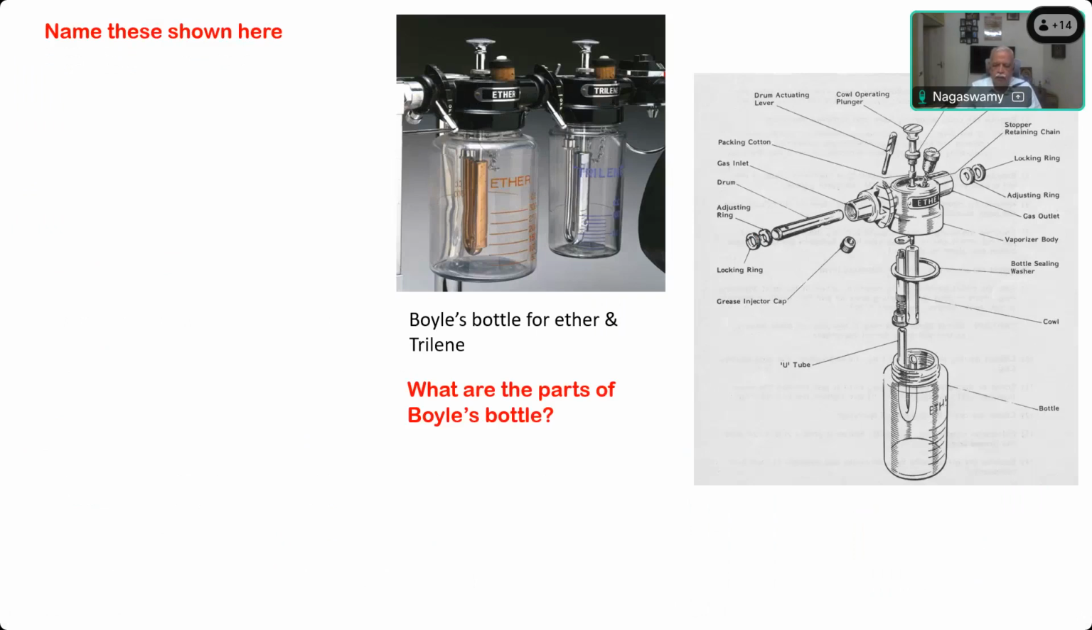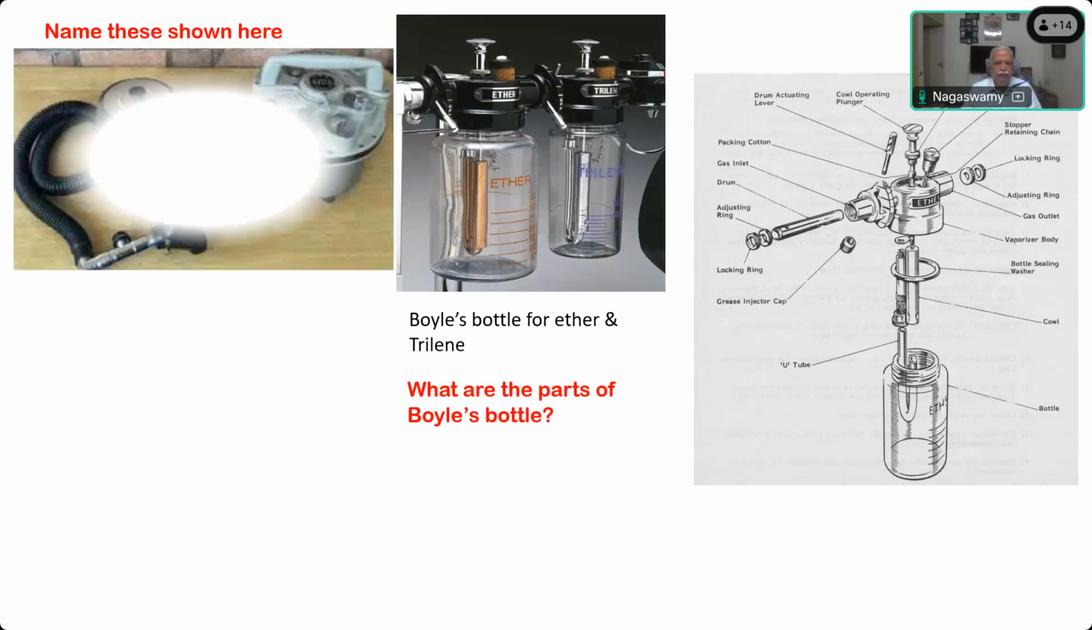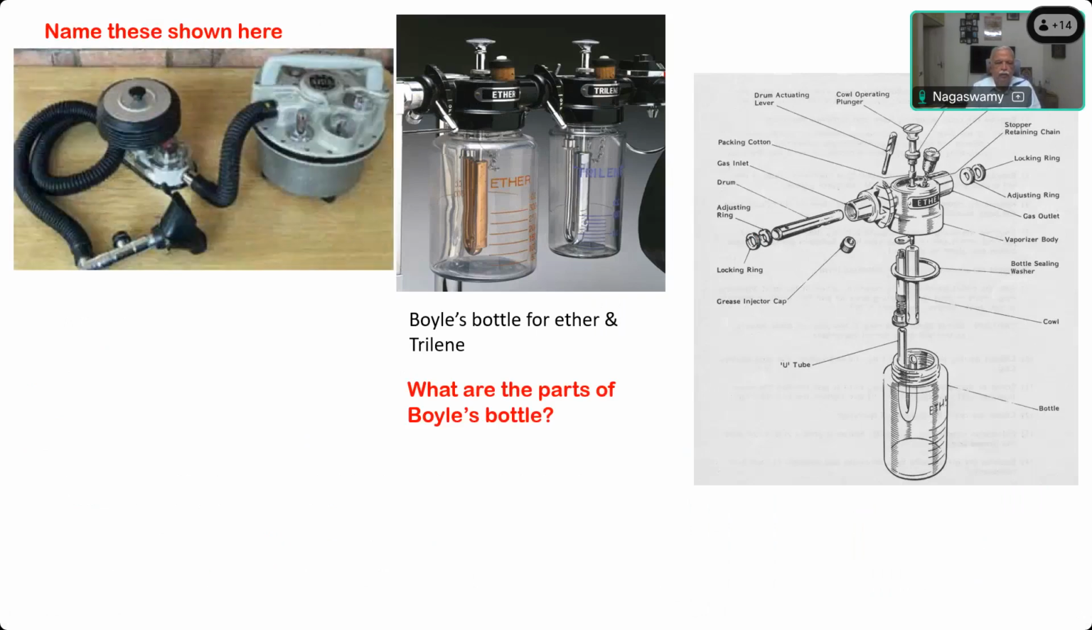So these are all the parts that you are seeing in the picture. Now this is another museum specimen. Can you identify this? Oxford vaporizer. Oxford. What is Oxford?